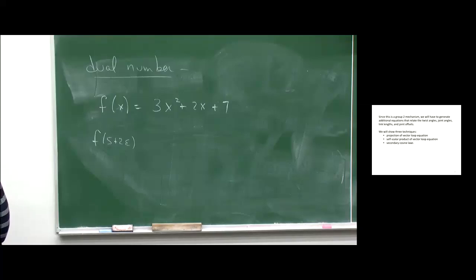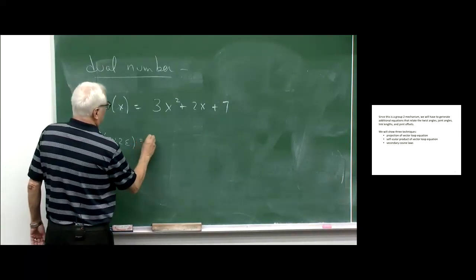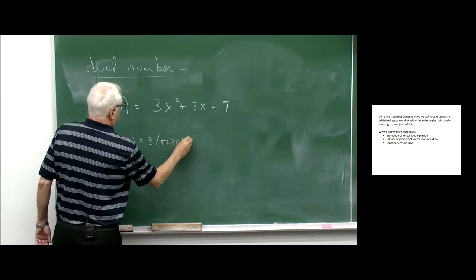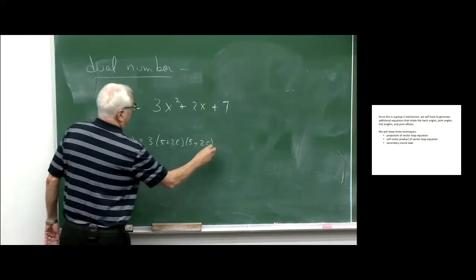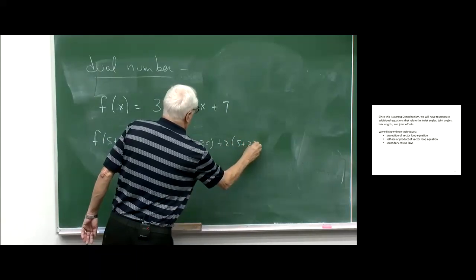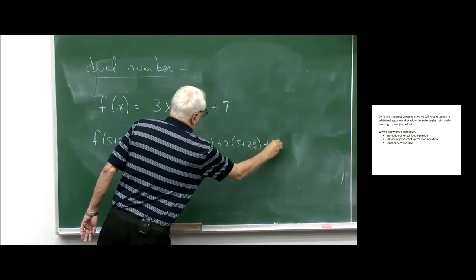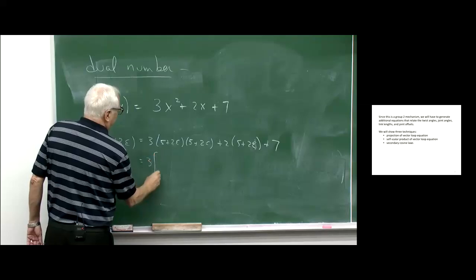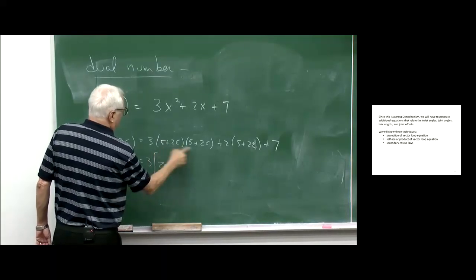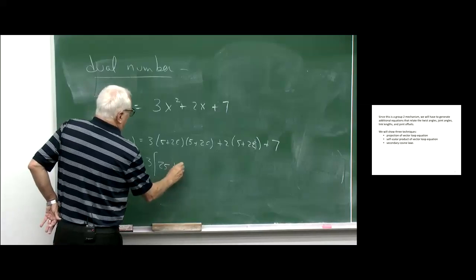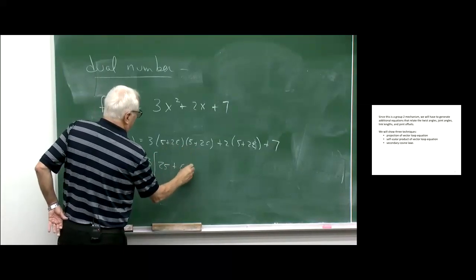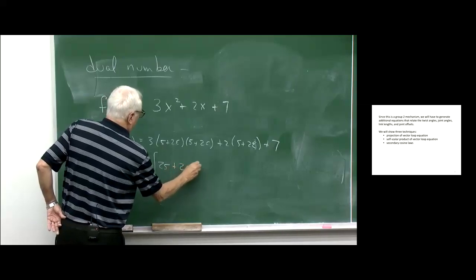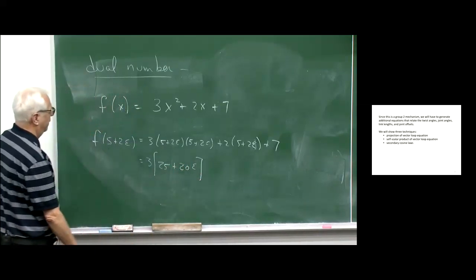Okay. So we're not going to do any magic. I'm going to say it's 3 times (5 plus 2 epsilon) squared, plus 2 times (5 plus 2 epsilon), plus 7. So we're not doing any magic. We're just going to plug a dual number into a function and see what we get. We're going to get a dual number as a result. Let's go ahead and work this out. I'm going to have 3 times, let's see, I'm going to have 25 for the real part of this product. And the epsilon, I'm going to have 10 plus another 10. So it looks like 20 epsilon, if I did that multiplication right.